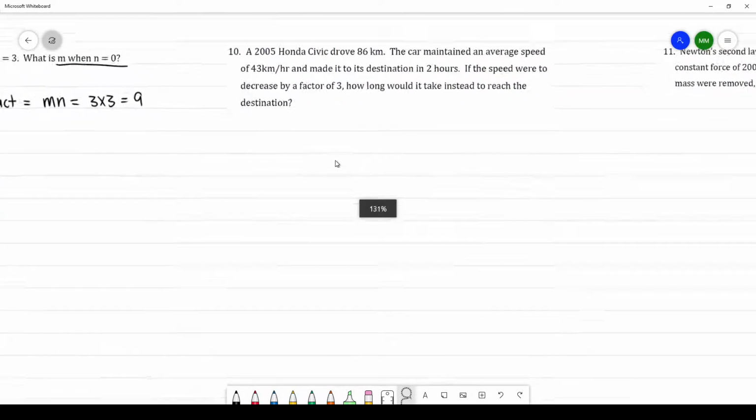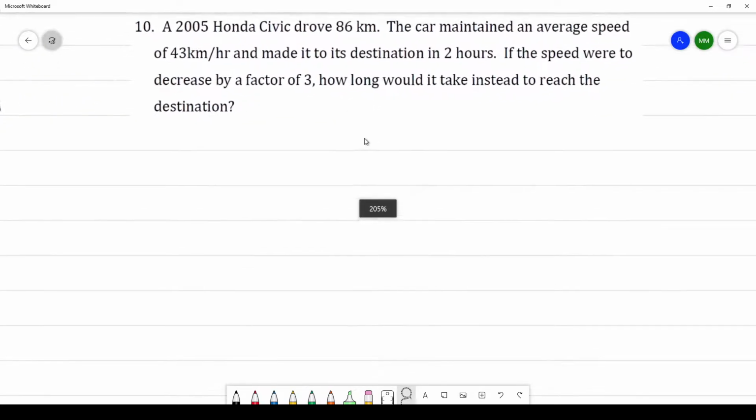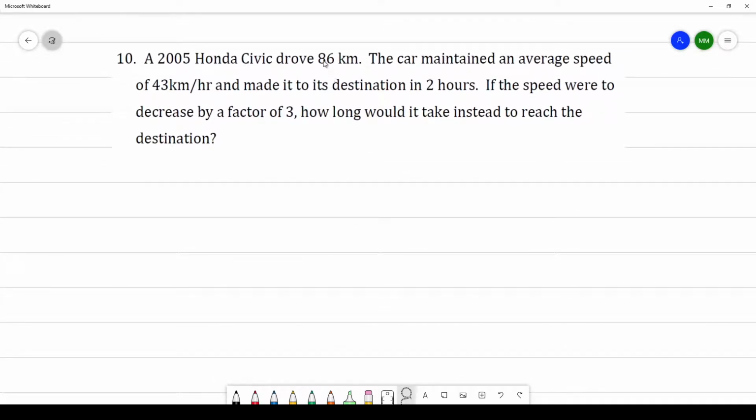So number 10. Honda Civics drove 86 kilometers, and the car maintained an average speed of 43 kilometers per hour and made its destination in 2 hours. And that makes sense, right? 43 times 2 hours, that's 86 kilometers.